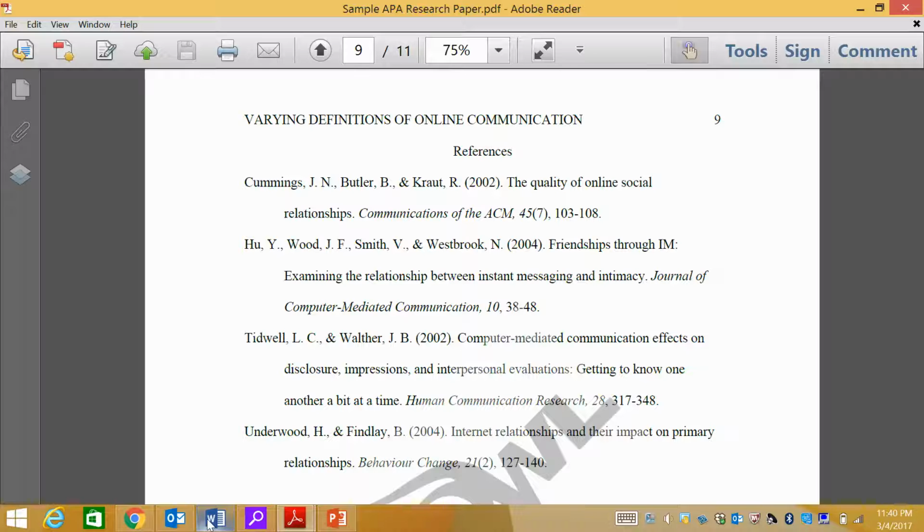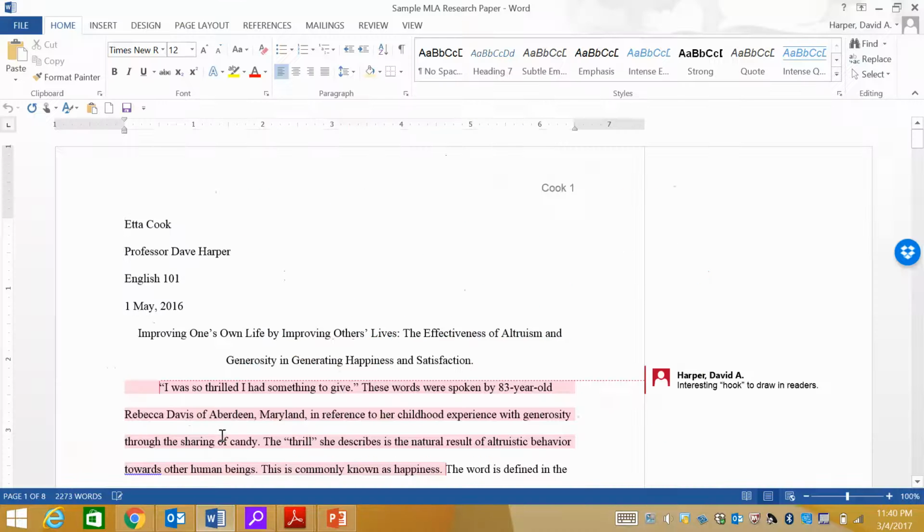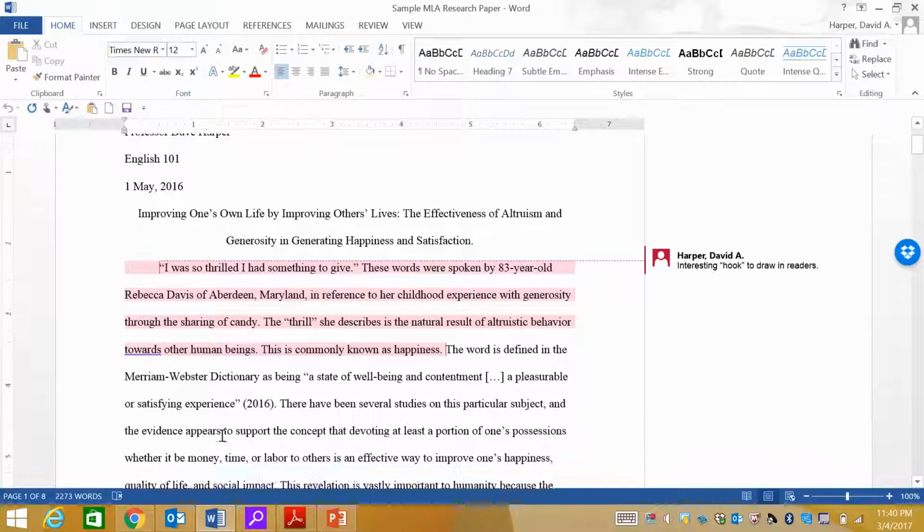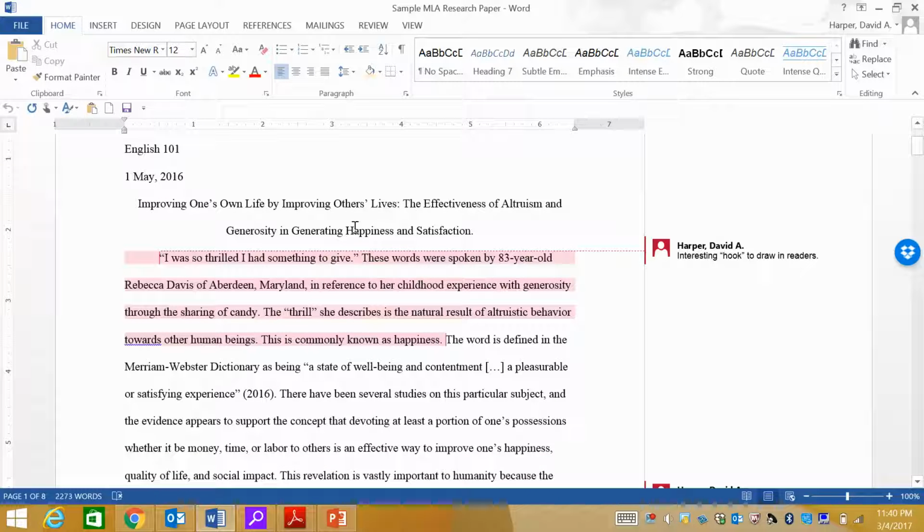Now, on the other hand, we have, by student permission, a sample paper called Improving One's Own Life by Improving Others' Lives, the Effectiveness of Altruism and Generosity in Generating Happiness and Satisfaction. Basically, a persuasive paper about altruism and generosity.